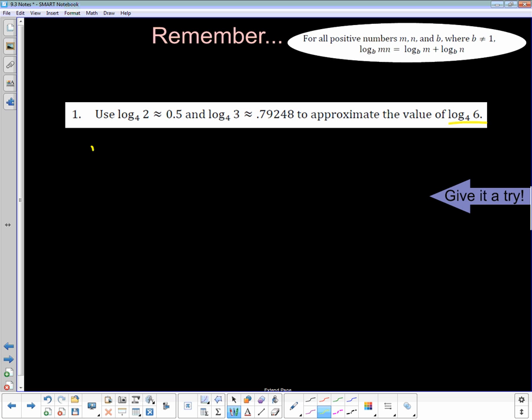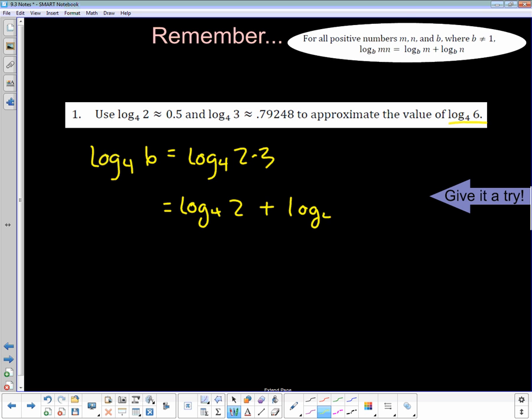Since I know that the log base 4 of 6 is equal to the same thing as the log base 4 of 2 times 3, I can split that into the log base 4 of 2 plus the log base 4 of 3. And then, since I know the log base 4 of 2 is approximately 1/2, and the log base 4 of 3 is approximately 0.79, I can add them together. Substitute in the values that I know, 0.5 plus 0.79248, and I end up with about 1.2925.